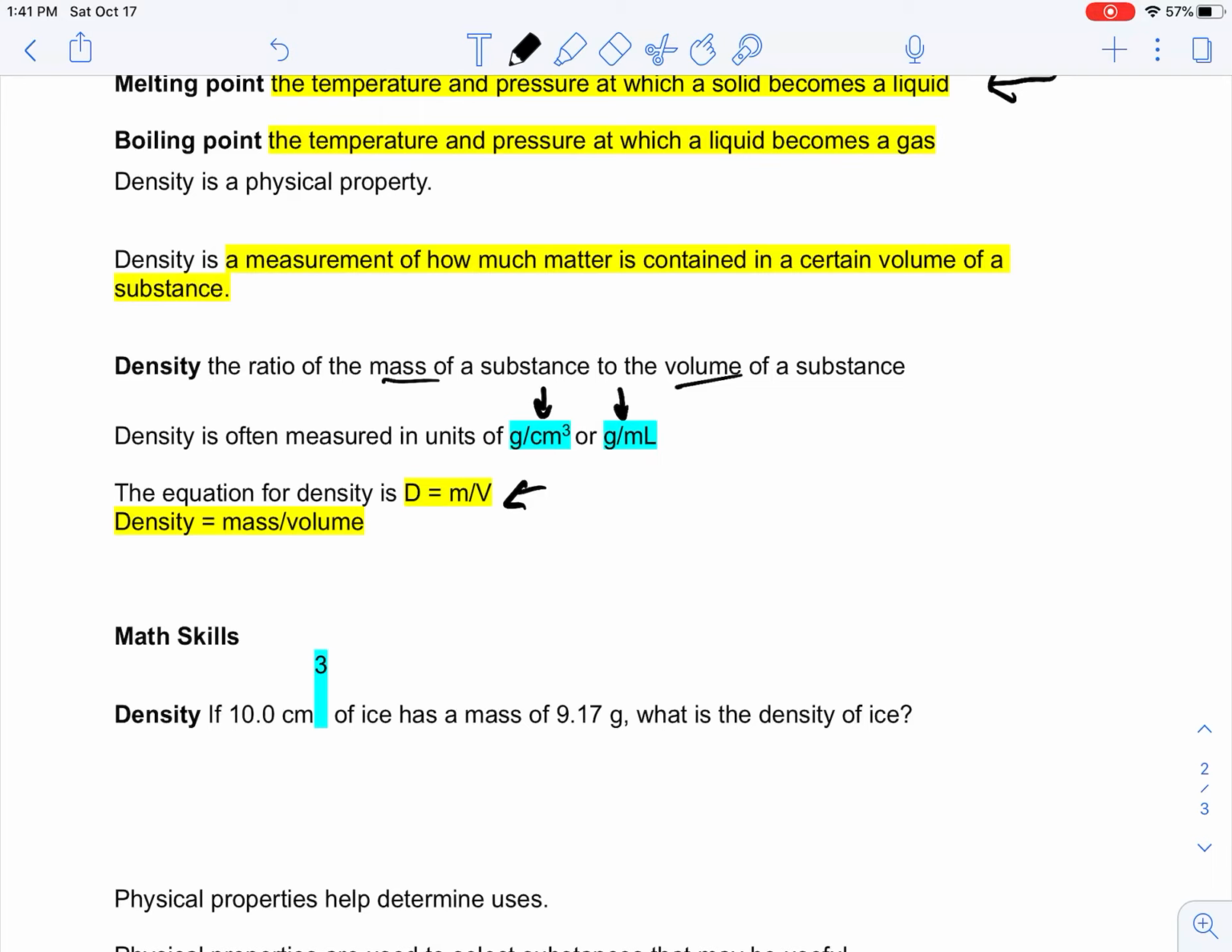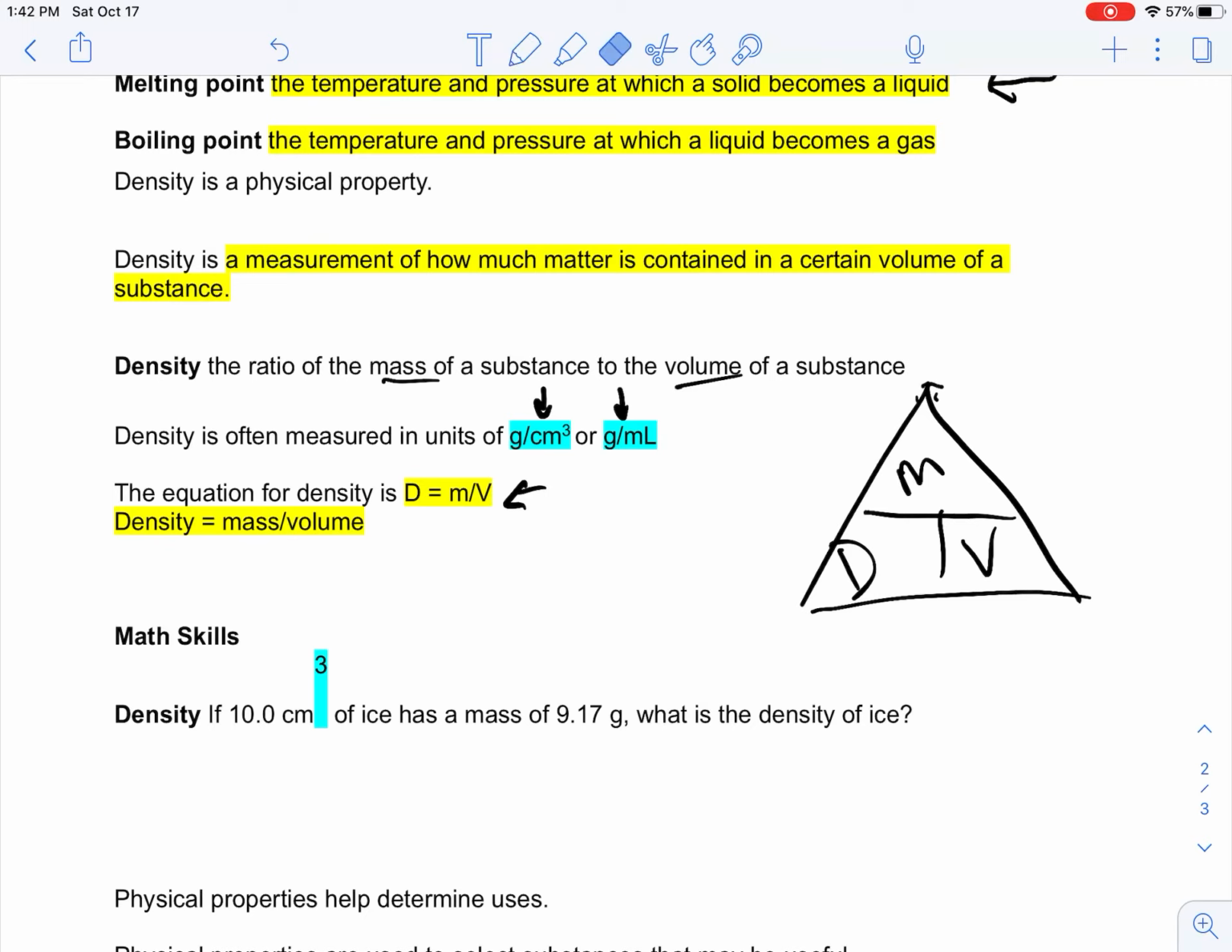Sometimes it's helpful to use, and I'm going to draw lots of triangles this year, this density triangle, where you have D equals M over V. And the way the triangle works is you basically put your finger over the one that you don't want to use, and what's left is the equation. So check it out. If I want to solve for density, I put my finger over it, and I'm covering it right now. Get that image in your head, and what's left is mass over volume, right? M on top, V on bottom. And so that is how you determine the equation for density.